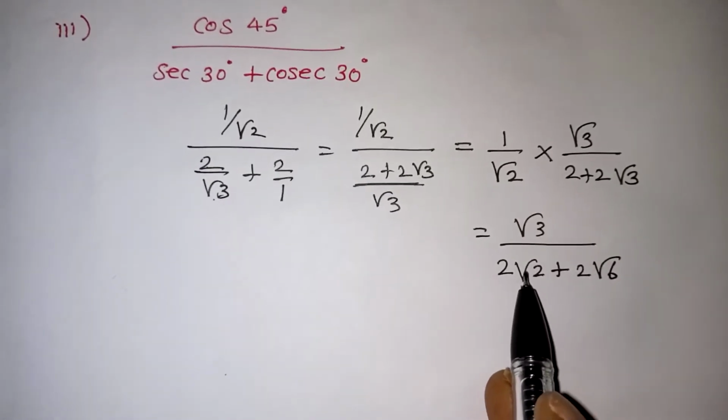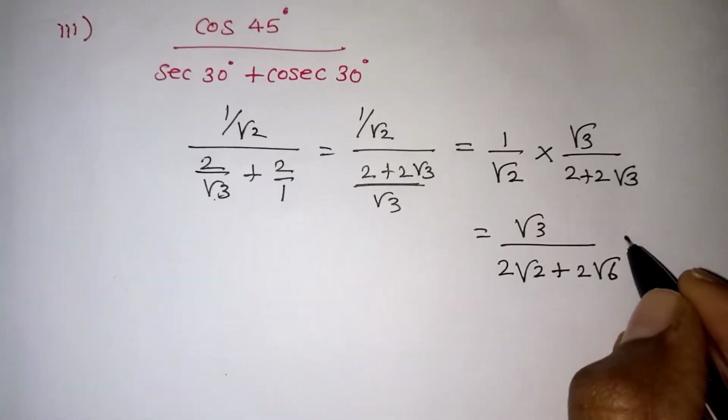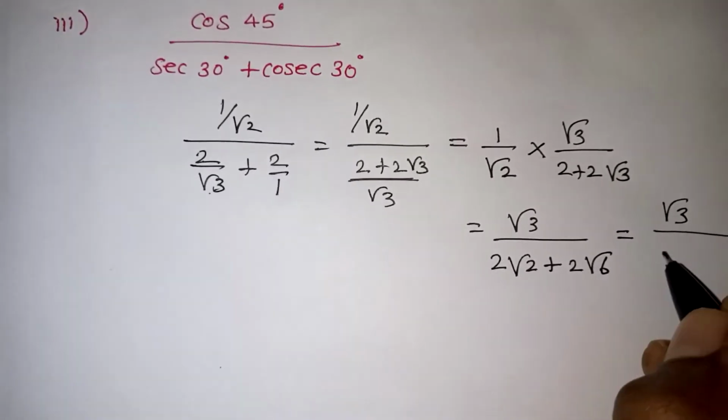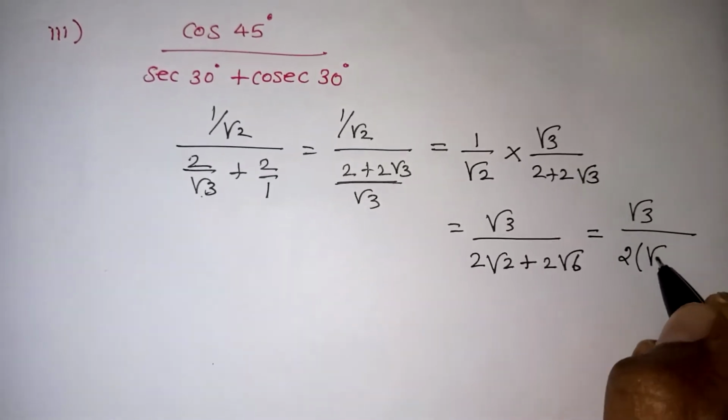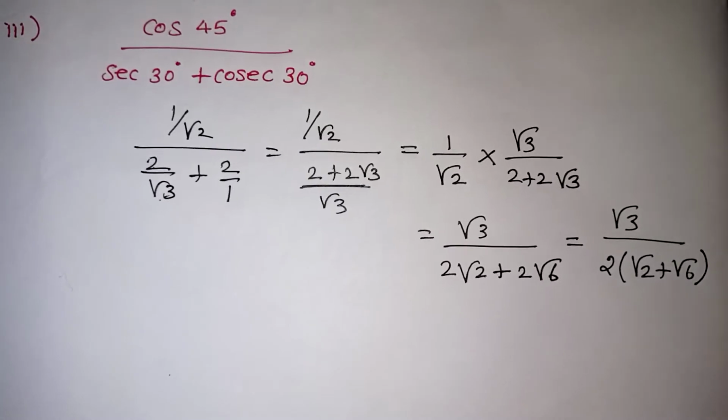Since we have some root number in the denominator, we have to go for the rationalization. So before going to the rationalization, the denominator having 2 as a common term, we just take it outside. We have root 2 plus root 6.